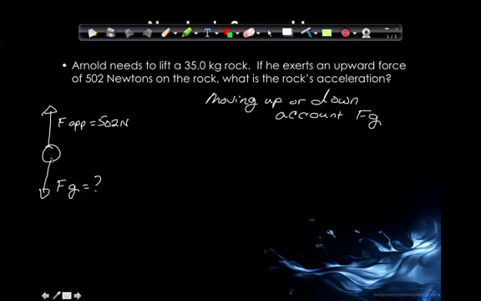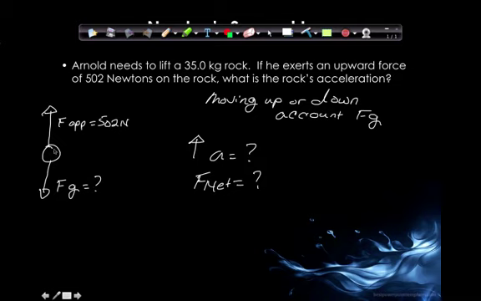So the rock is not experiencing 502 newtons. We need to know what the net force is to actually get the rock's acceleration. So we're looking for the rock's acceleration here, and it's not going to be 9.8. We are not looking at free fall here. So we need to figure out the acceleration going up. And in order to do that, I need to know what the net force of the object is.